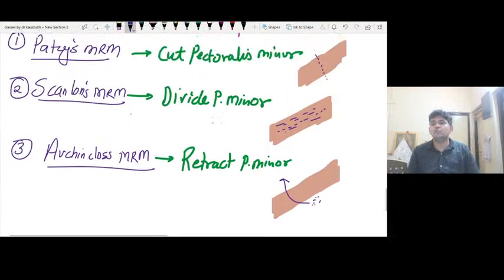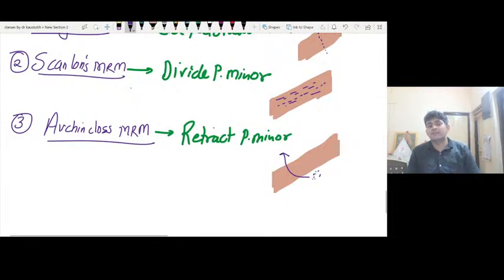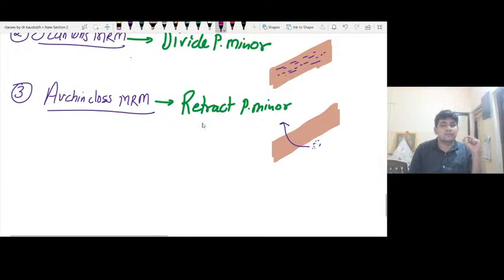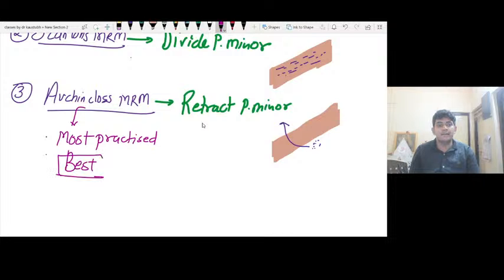So definitely the injury to the muscle fibers is least in case of Auchincloss modified radical mastectomy, and that's why this is the most practiced, and this is the best breast surgery which is done nowadays.